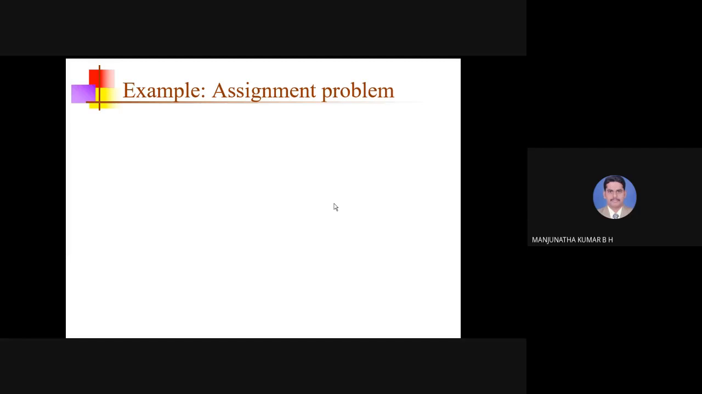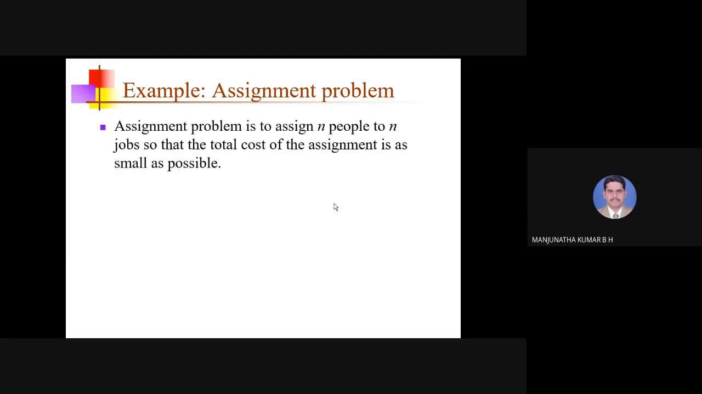You already know the job assignment problem statement. N people are there and N jobs are there. We have to assign jobs to the N people in such a way that one job goes to one person, so that the total cost of the assignment is as small as possible. That is the problem statement of job assignment.